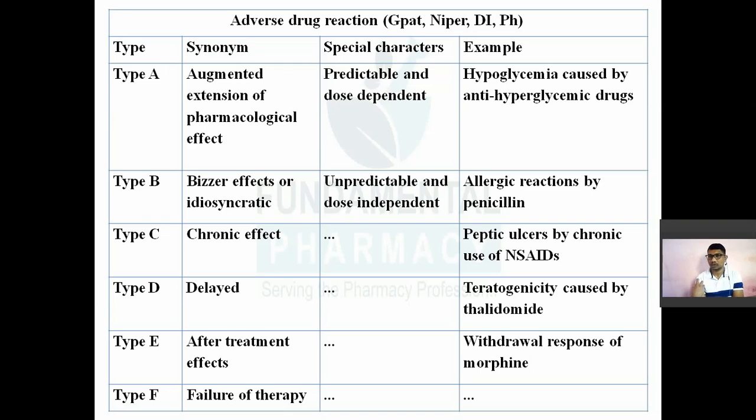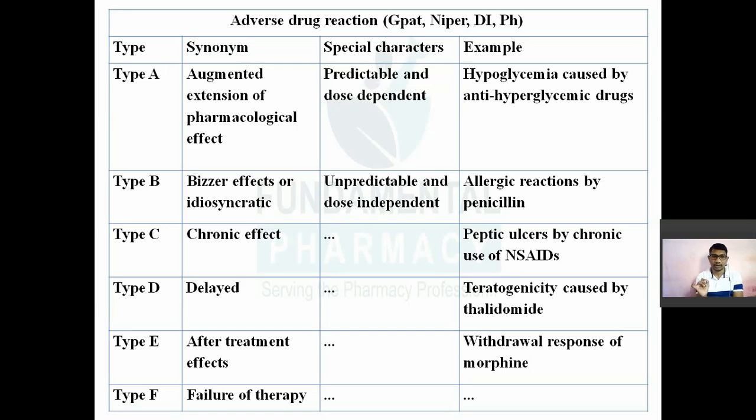Like sudden withdrawal of alcohol: if you have been drinking alcohol for 6 months and you stop it suddenly, you get physical and psychological withdrawal symptoms. Tears will come from your eyes, you will shout, cry, behave like a psycho, and bang your head on the wall. So these are nothing but the withdrawal symptoms of drug abuse, and this kind of adverse effect is known as the after treatment effect, type E adverse drug reaction.